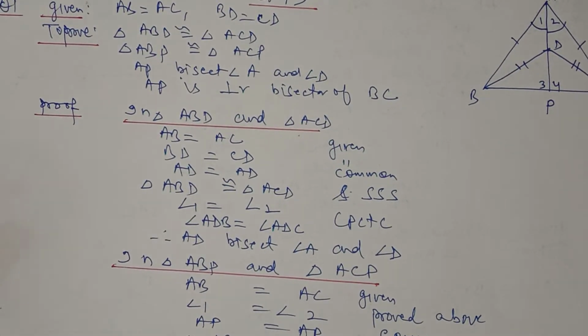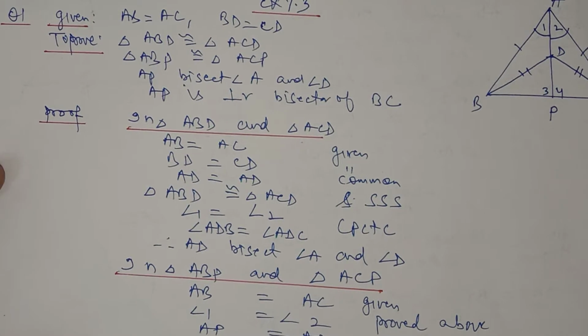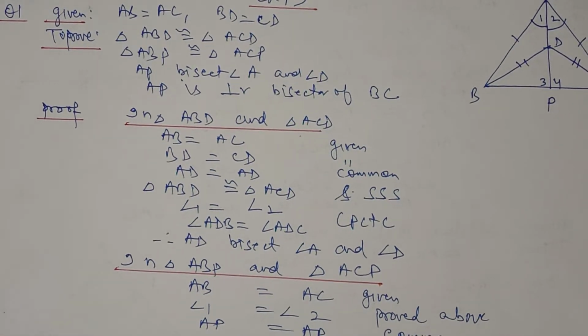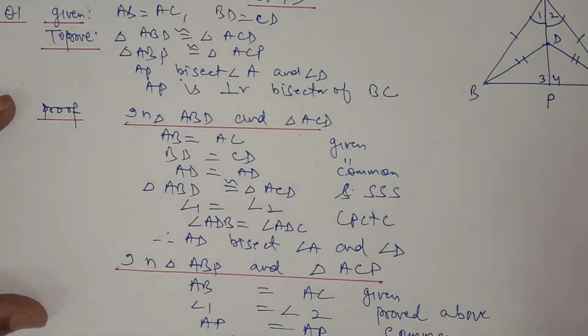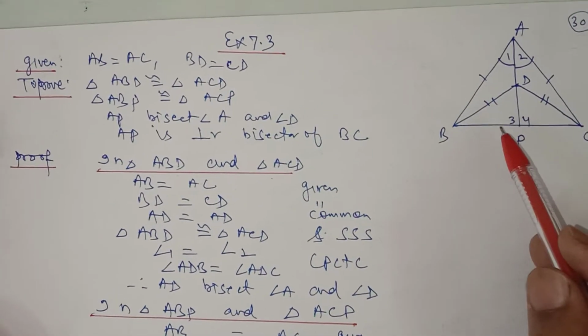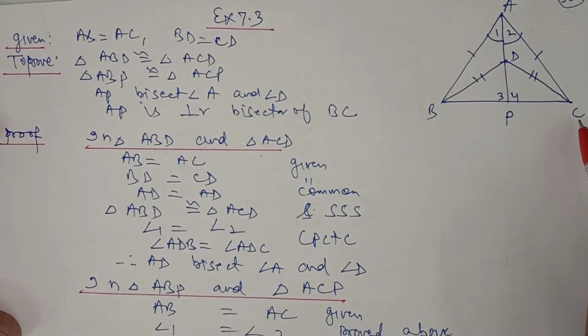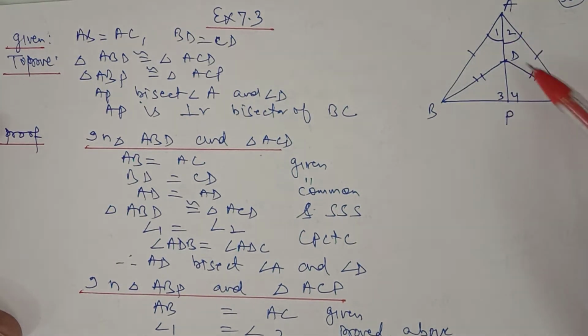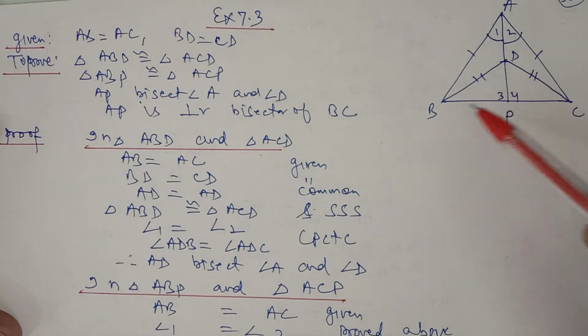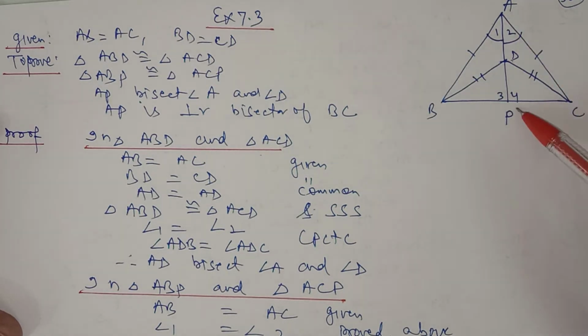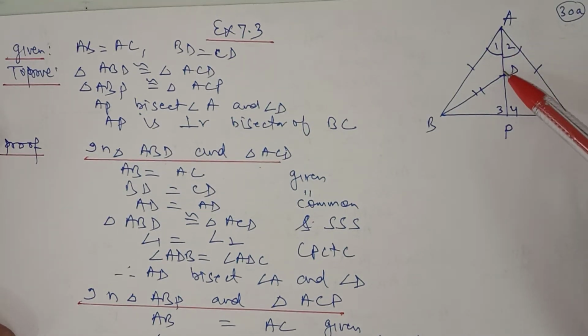Now in exercise 7.3, it is given that in triangle ABC, AB is equal to AC, and in triangle DBC, BD is equal to DC. First of all you have to prove that ABD is congruent to ACD, then you have to prove that ABP is congruent to triangle ACP, and then you have to prove that AP is the bisector of angle A as well as angle D. Either this angle is equal to this or this angle is equal to this.